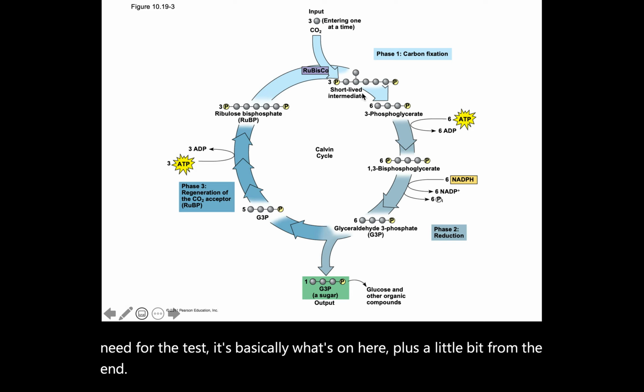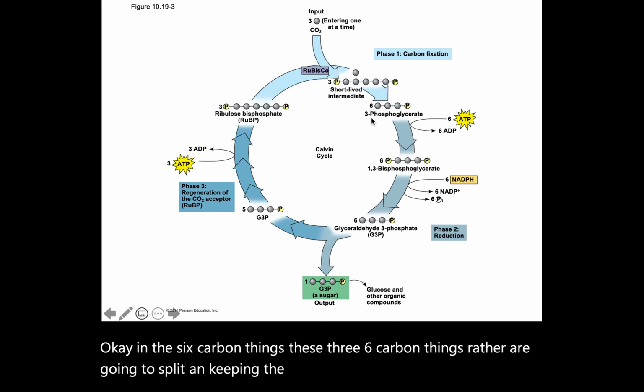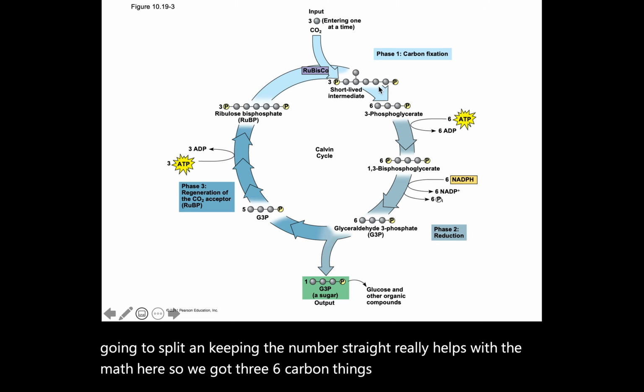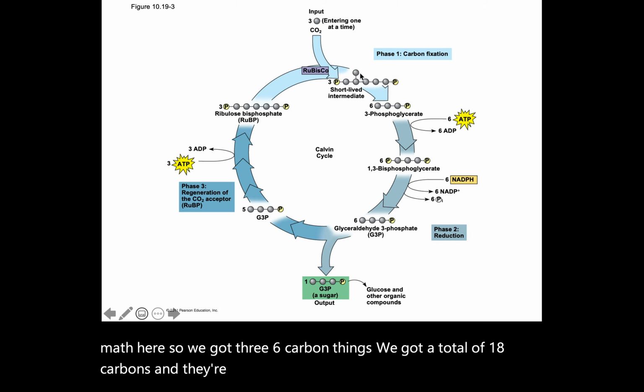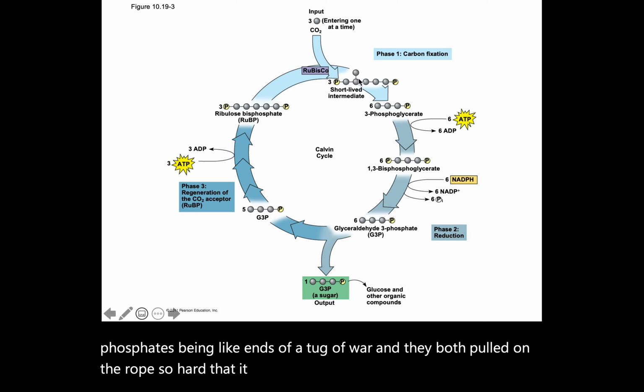Okay, and these three 6-carbon things are going to split, and keeping the numbers straight really helps with the math here. So we got 3 6-carbon things. We got a total of 18 carbons, and they're going to split right here. So imagine those 2 phosphates being like ends of a tug of war, and they both pulled on the rope so hard that it snapped right there.